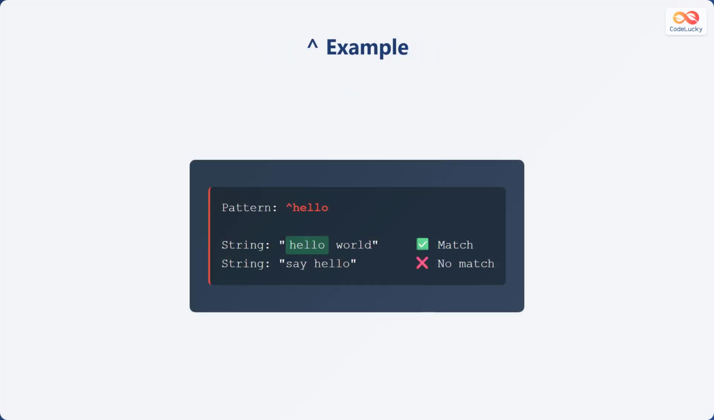Here are a couple of examples to illustrate how the caret symbol works. Consider the pattern ^hello. If we apply this pattern to the string "hello world", it will result in a match because the string begins with the word hello. However, if the string is "say hello", there is no match because the string does not begin with hello.